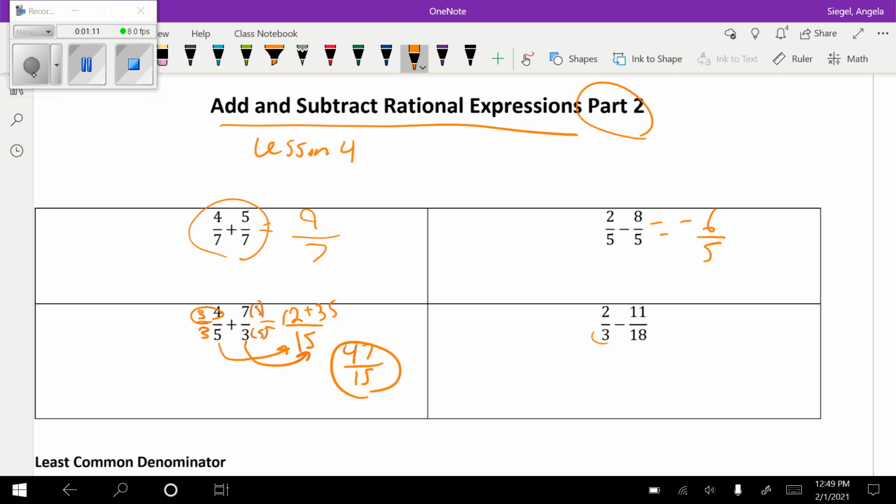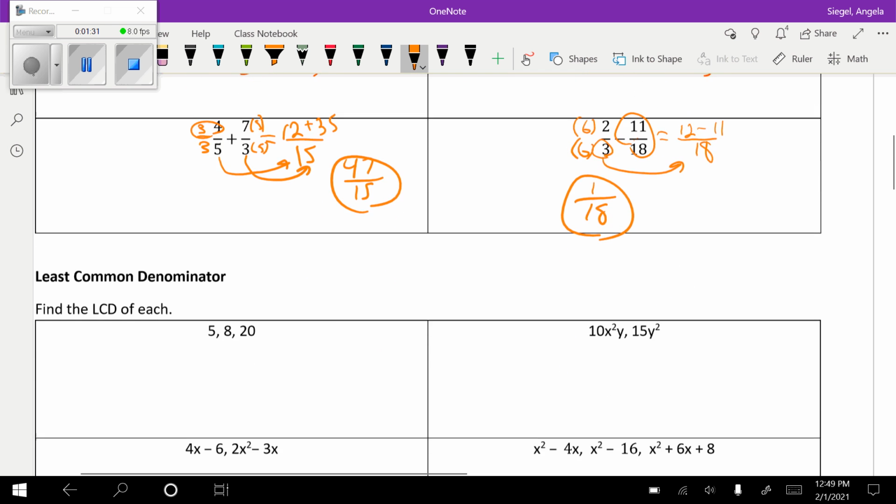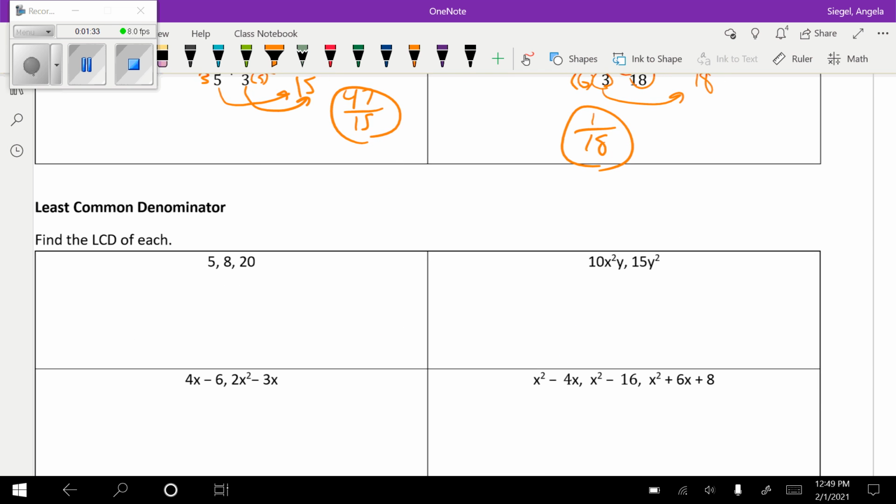Over here, notice that we just had to bump this one up because our common denominator was 18. So I didn't need to do anything with this whole fraction. So 3 times 6 is 18. So I'm going to multiply both the top and the bottom by 6, and I get 12 minus 11 is 1 over 18. So let's go and kind of talk about LCD.